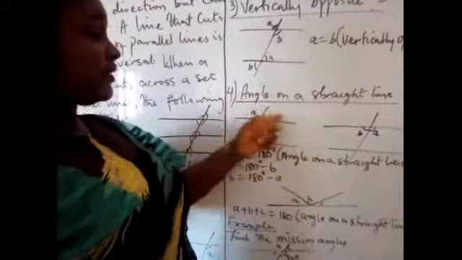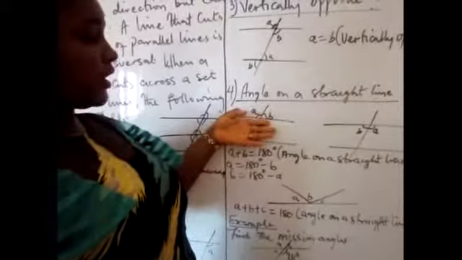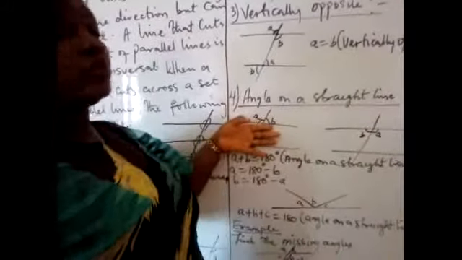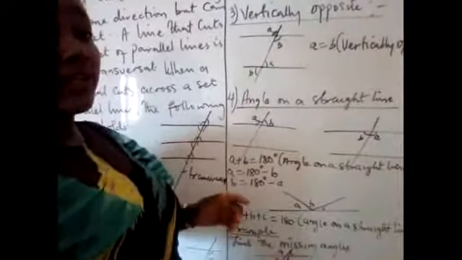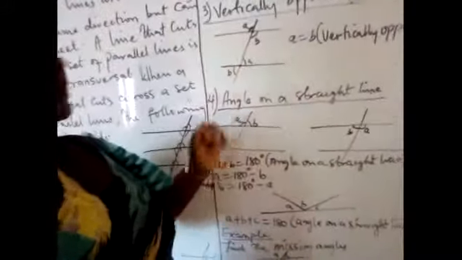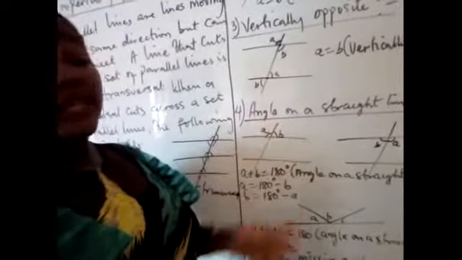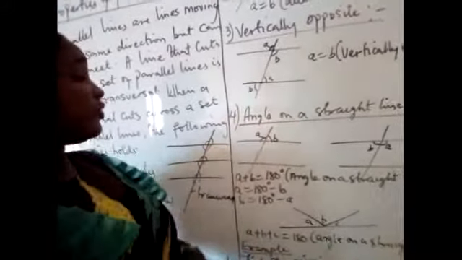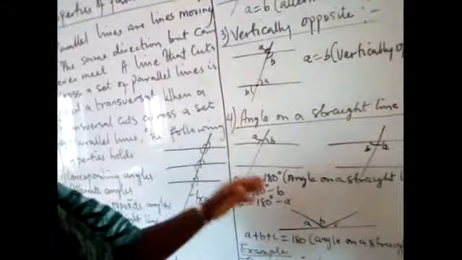Angle on a straight line, we have encountered this severally. When you look at something like this, and see this line, if you close up here, you find out that it's just like this straight line is being divided into two. Because angle on a straight line is 180 degrees, you add A plus B to give you 180 degrees. So if you are looking for A, you use 180 to subtract the value of B and get A. If you are looking for B, you take away the value of A from 180 and you get it.